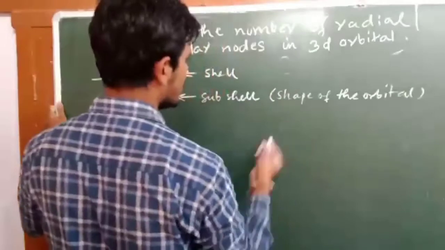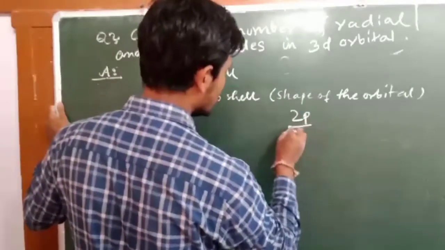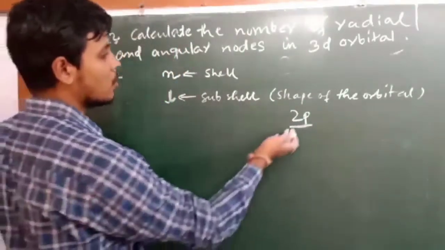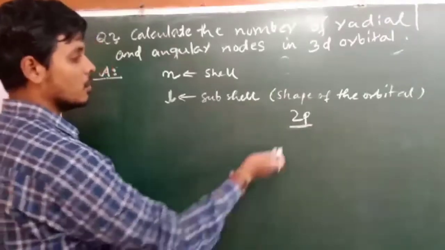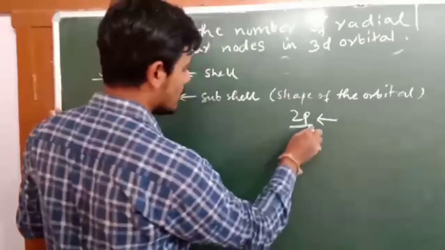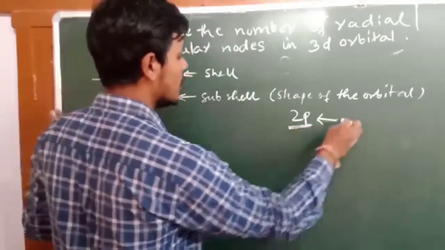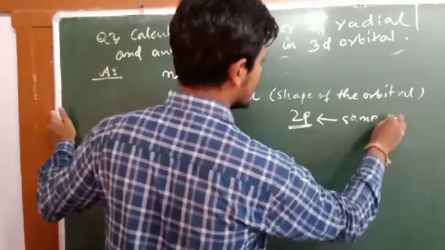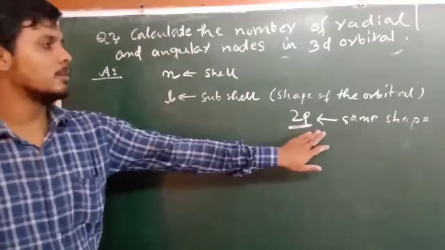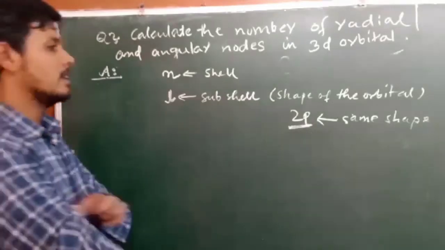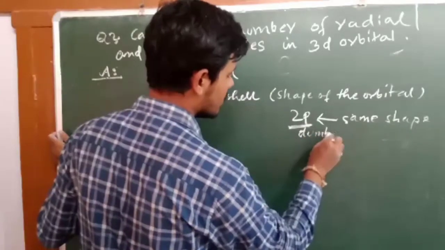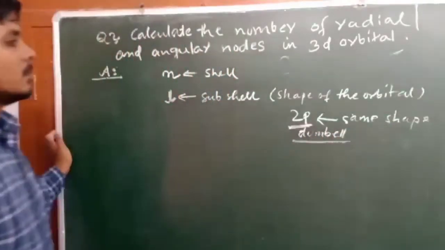So, for example, if I have 2p, till now we have not told anything about the number of orbitals contained in the subshell. We only told that there is a subshell called 2p. Every orbital inside the 2p subshell will have the same shape, and the shape of the p orbitals is dumbbell shape.